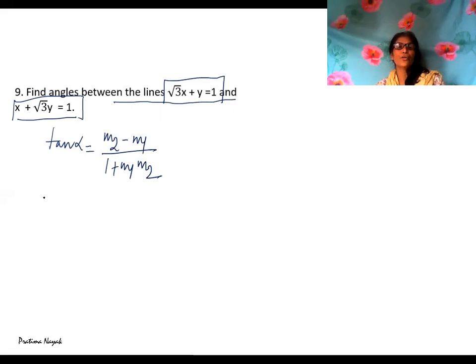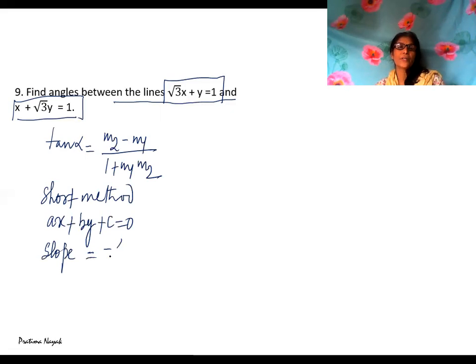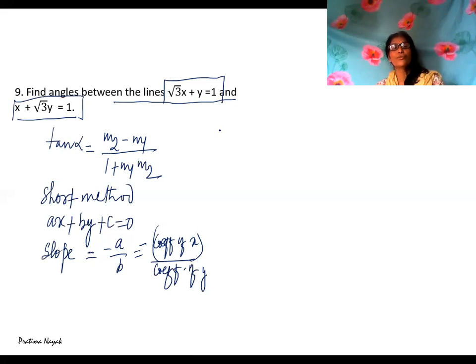I am going for a short method to get the slope, without converting. What is it? If the equation is ax plus by is equal to c, or plus c equal to 0, the slope is minus a by b: the negative coefficient of x by the coefficient of y. So for the first equation, m1 is equal to negative √3 by 1, and m2 will be minus 1 by √3.